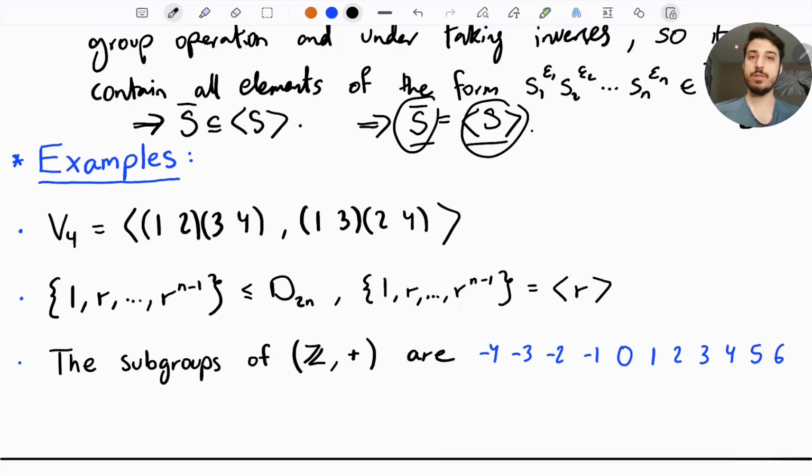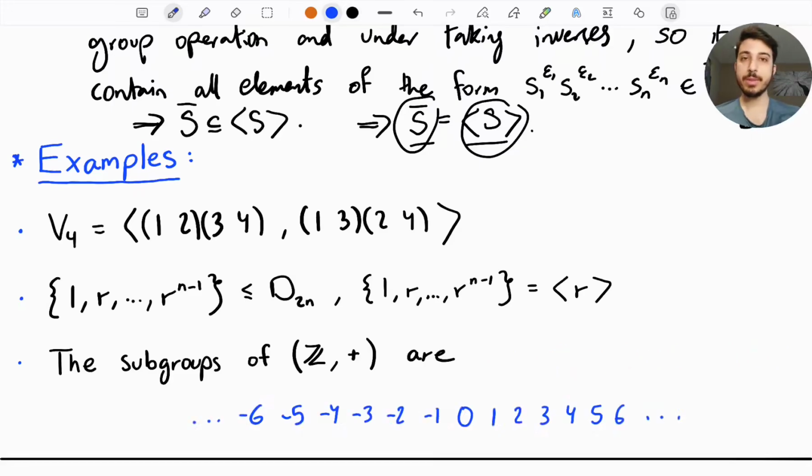How cool is that? It will reduce a lot of calculation, a lot of effort. Just by working with a single rotation, we can work essentially with the entire subgroup. The last example talks about the subgroups of the additive group, the integers.